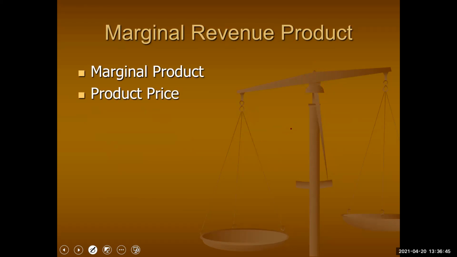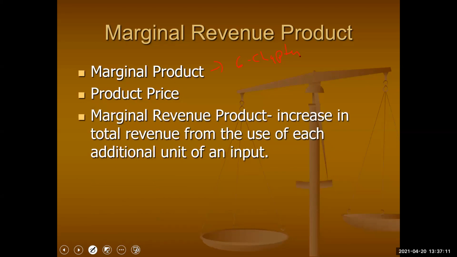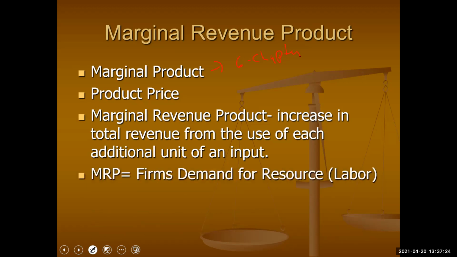Now, what we're going to worry about is something called the marginal revenue product. In order to get the marginal revenue product, you need to know the marginal product and the product price. Now, the marginal product goes back, I don't know, probably about 6 chapters ago, when we talked about, remember my example of a fast food place, how many units you can produce. And the marginal revenue product is the increase in total revenue from the use of each additional unit of an input. That marginal revenue product is the firm's demand for a resource.